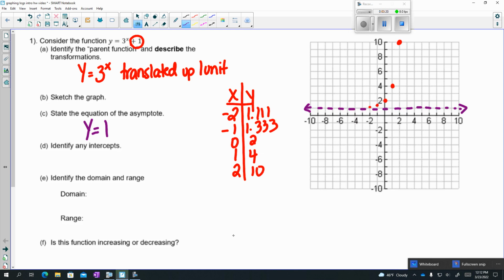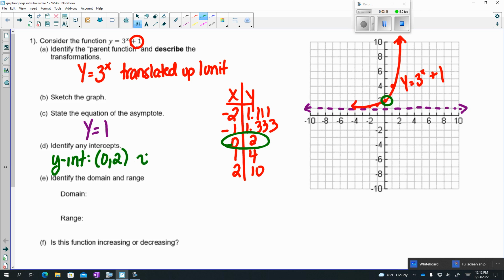So now I can go back to my graph. I can connect them, making sure to include arrows on the ends, and I'm going to label it. And then let's just finish with these follow-up questions. State any intercepts. So I have a y-intercept here in my table or on my graph. My y-intercept is 0, 2. And there are no x-intercepts because it never goes below y equals 1.